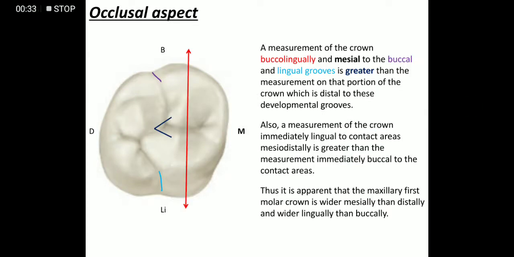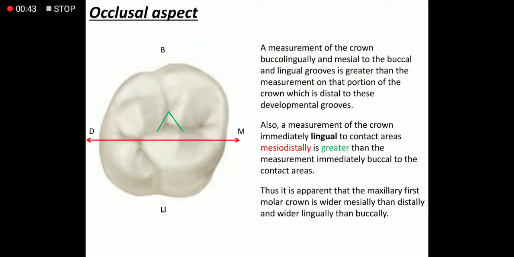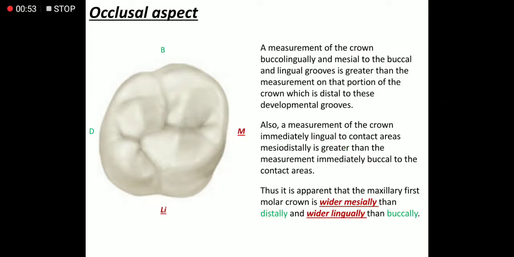The area which lies mesial to the buccal and lingual developmental groove is greater than the area which lies distal to it. Similarly, the area which lies lingual to the contact area is greater than the area which lies buccal to it. Thus, it is apparent that the maxillary first molar is wider mesially and lingually.